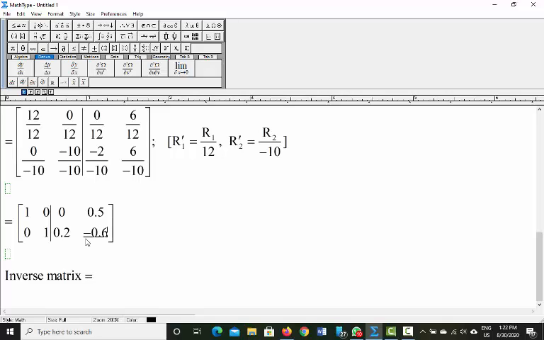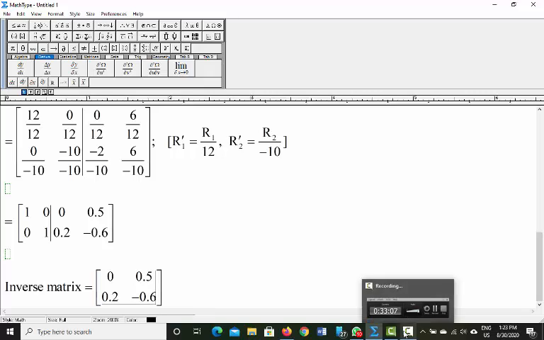So as you can see, we got the identity matrix on the left hand side of the divider. So the inverse matrix will be equal to whatever we have on the right hand side of the divider. This is the inverse matrix. You can check the answer as usual using the calculator.